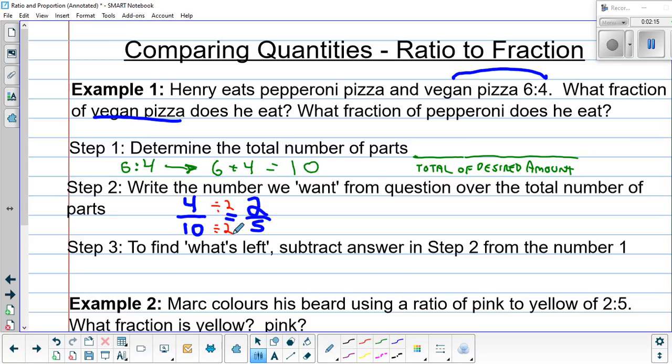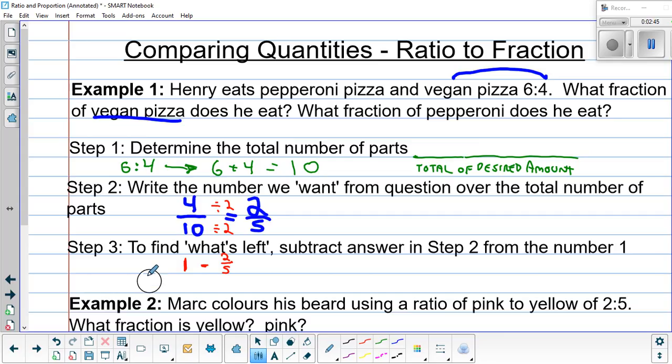Then we want to find out what fraction of pepperoni he eats. So pepperoni, well, if 2/5 of the time he eats vegan and the rest of the time he eats pepperoni, well, we just have to take away from 1. Okay? So that means we do 1 minus this 2/5.